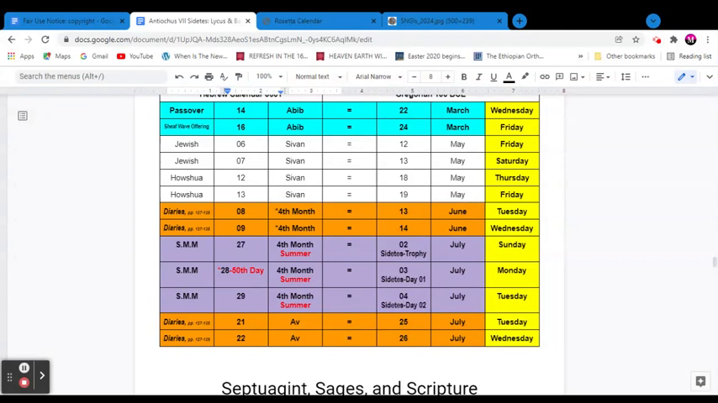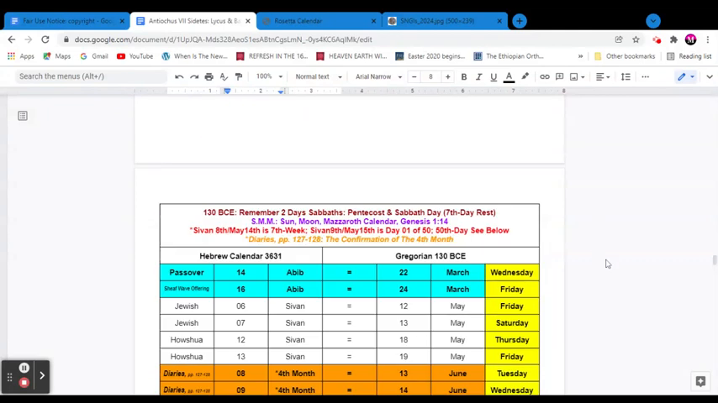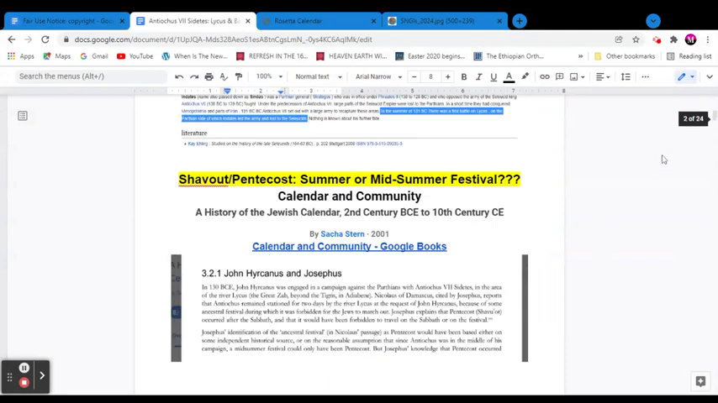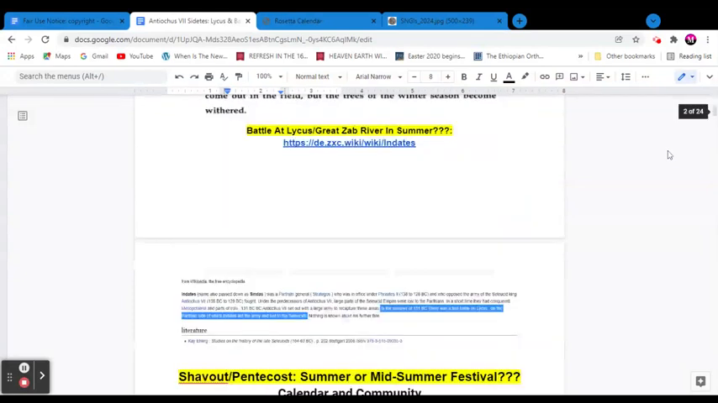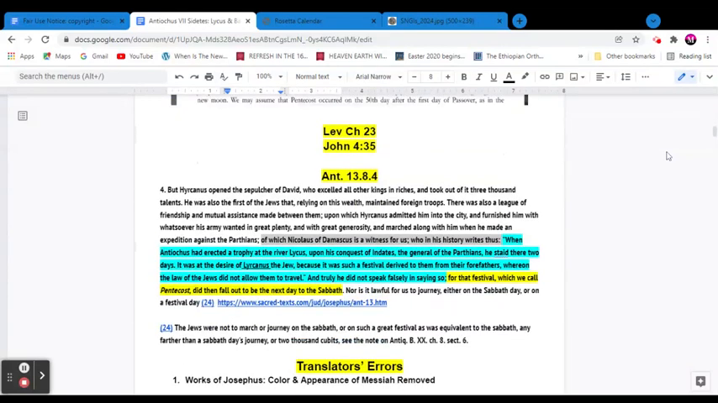So we have the 2 days where he stayed at the Lycus River. By us having that information, when we go to the work of Josephus, let me go to the top and scroll this up. Notice what Nicholas of Damascus says. He says this: when Antiochus had erected a trophy at the river Lycus upon his conquest of Endates, the general of the Parthians, he stayed there 2 days. So we know they didn't fight on the 28th and they didn't fight on the 29th. They just stayed there 2 days, keeping honor of that festival. So it had to be the day before at least when he erected the trophy at the river Lycus.